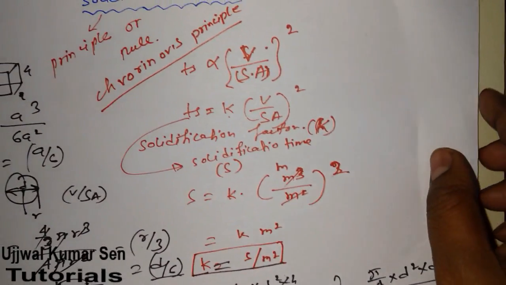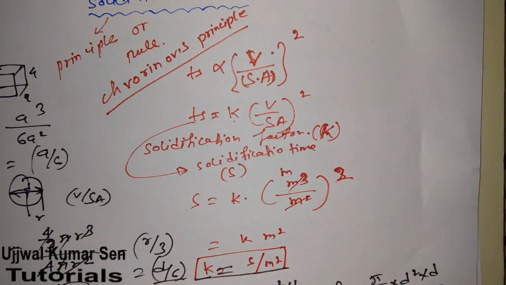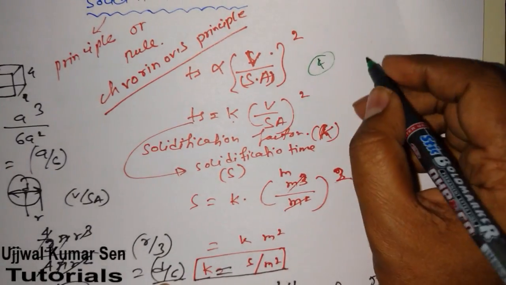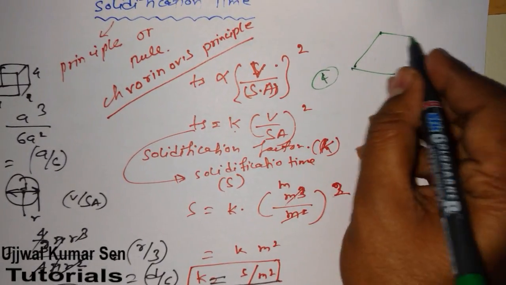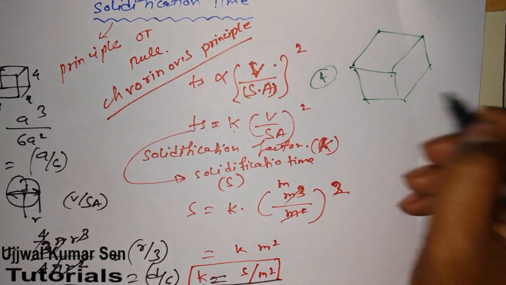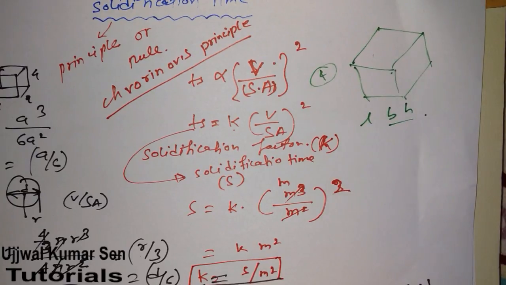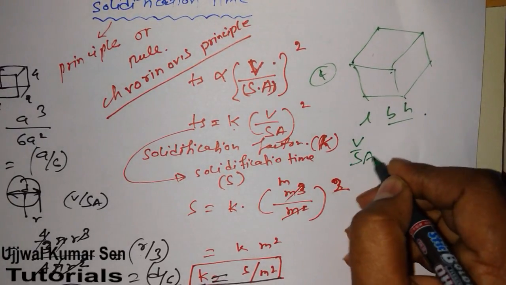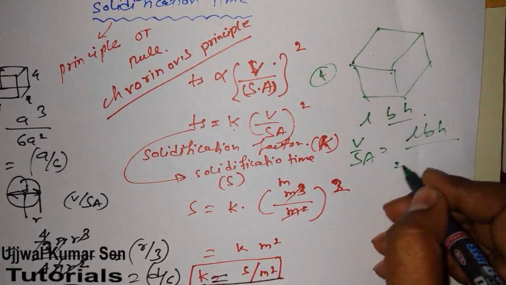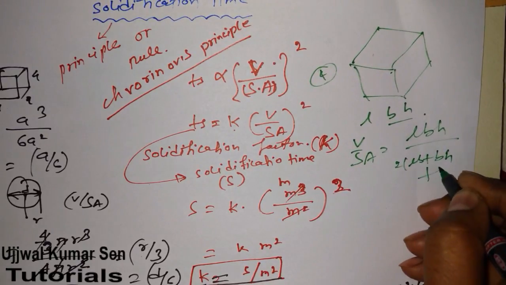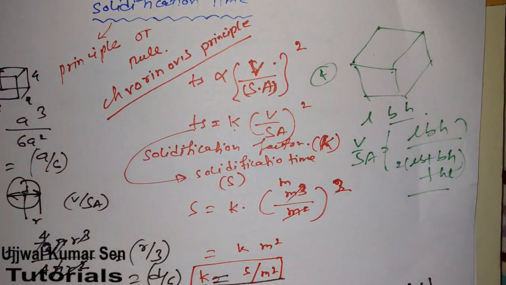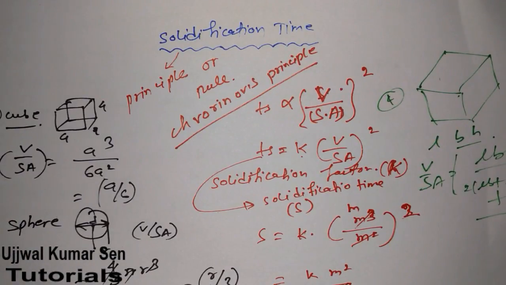Okay, so let's go for the last shape. In the last shape, let's say it's a slab. Length is there, breadth is there, and height is there. So for a slab, the volume by surface area ratio is L B H to 2 times L B plus B H plus H L. This would be the volume by surface area ratio. So this is all about the concept of solidification time based on Chvorinov's principle.